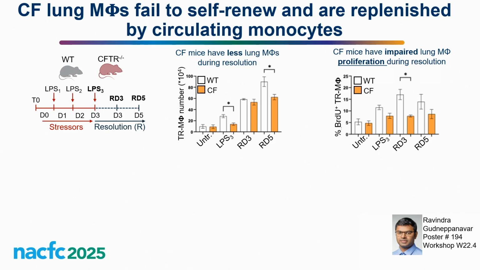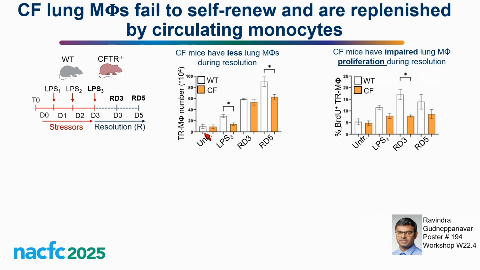Okay, I will spend the next couple of slides talking about some models that we have developed to study this specific problem and the switching from tissue-resident to monocyte-derived macrophages. This is work done by Ravindra Gunapanavar, a talented postdoc in my lab, who will discuss some of this work tomorrow. He developed these models in which we sprinkle wild-type and CF animals with a little bit of LPS for several days, and then we let them recover. And we do that in wild-type and CF knockout animals.